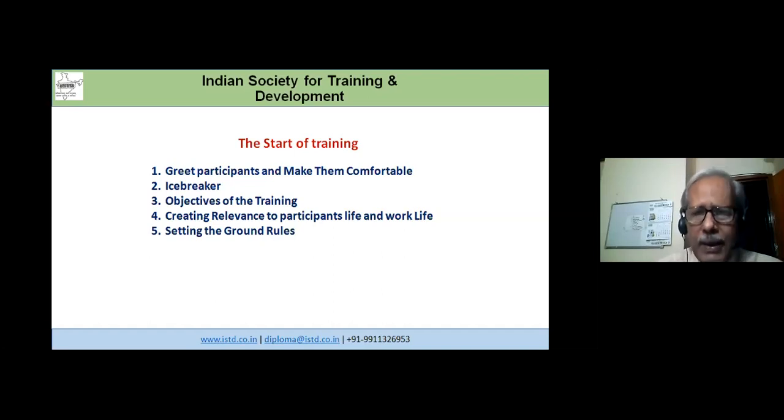Greeting the participants rightfully and making them comfortable is very, very important at the start of the training. There are many instances where the trainer starts with the feeling in the background of his mind that he is at a very high level and he is going to give something to people who don't know anything. That kind of feeling should not be there. It has to be very open. It has to be to the level of the participant.